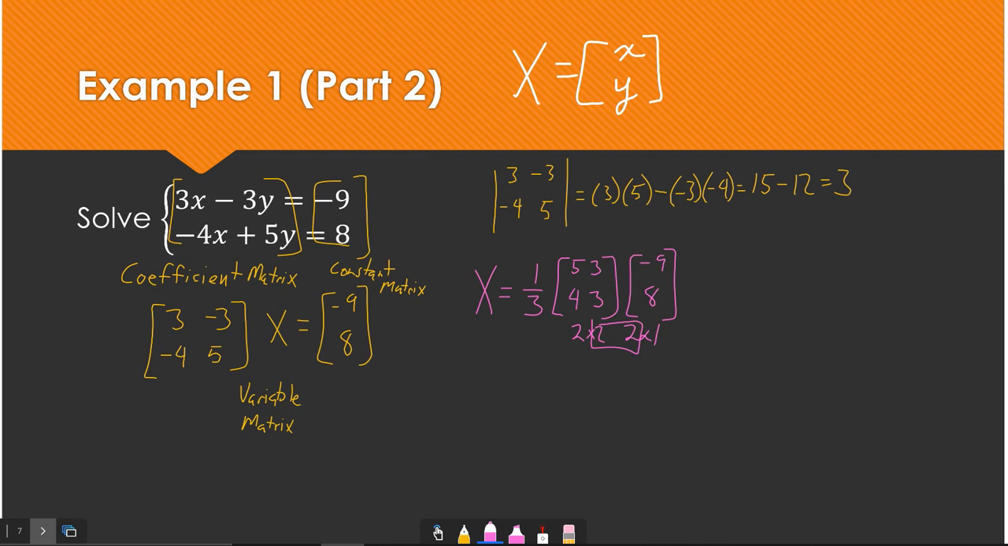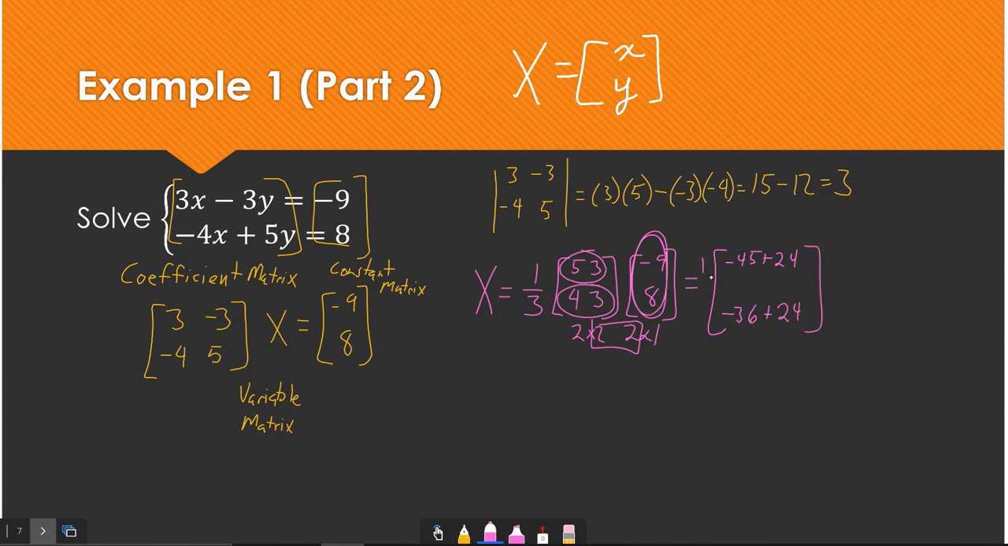So we have a 2 by 2 multiplied by a 2 by 1. So these are the same, so our resulting matrix is going to be a 2 by 1 matrix. So I'm going to take row 1, column 1. Alright, so 5 times -9 is -45. 3 times 8 is 24. And then I'm going to do row 2, column 1. So 4 times -9 is -36. Plus 3 times 8 is 24.